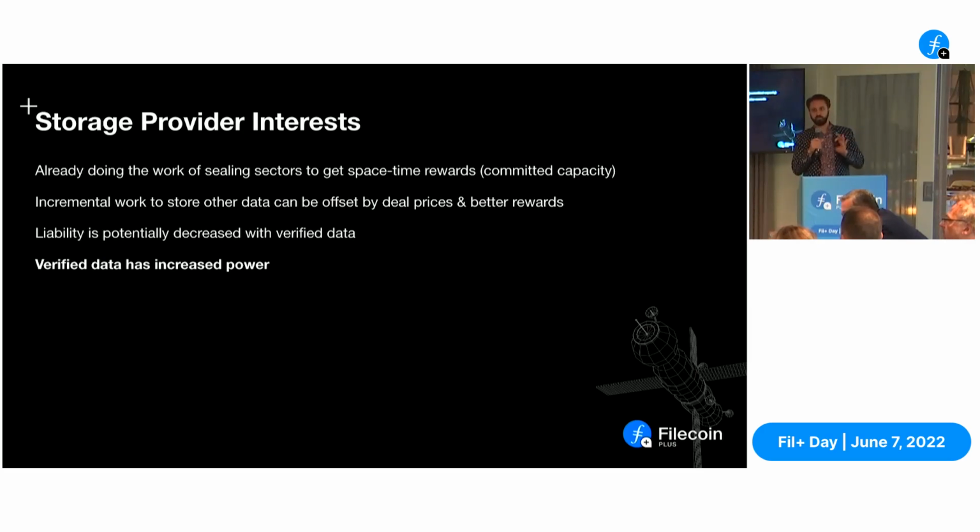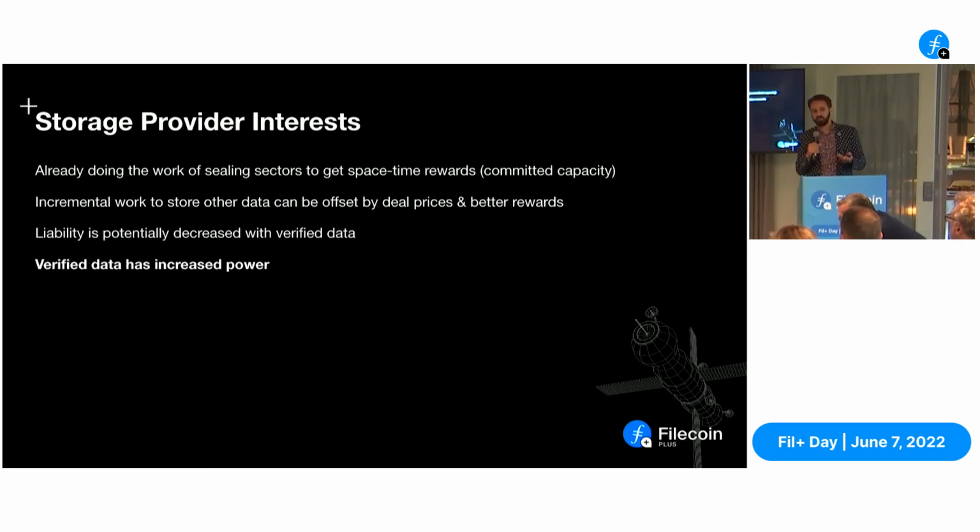So why do storage providers care? Like we've talked a little bit about, they get more block rewards. There's also this additional thing of most storage providers are already doing the work to commit capacity to the network. They're already taking space in their physical hard drive. They're already doing the compute time to seal it, to put it on the network, and get that committed capacity block reward. Why not add deals into that work and get a slight incremental bump in potentially deal price, as well as some additional benefits? So the incremental work can be offset by these rewards or other deal prices.